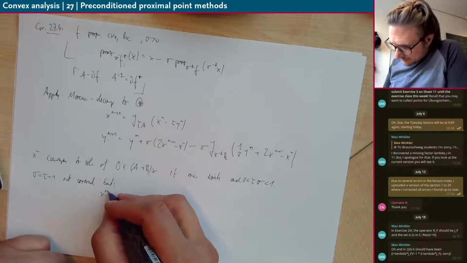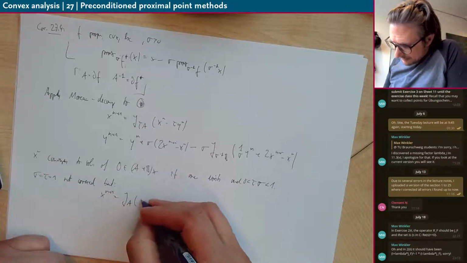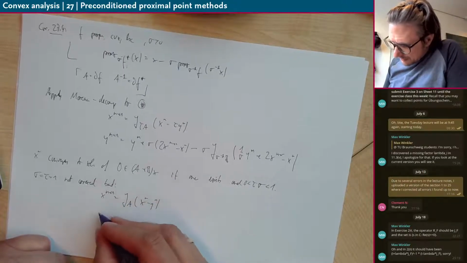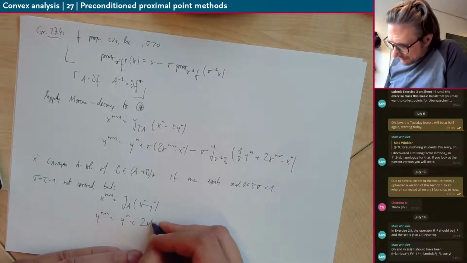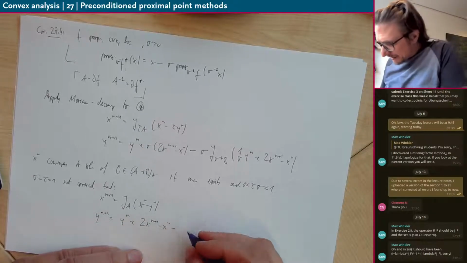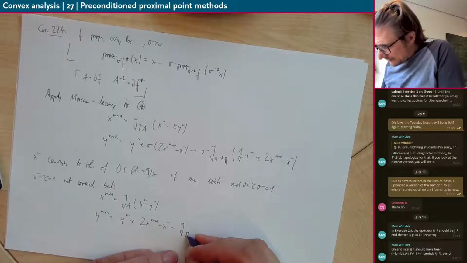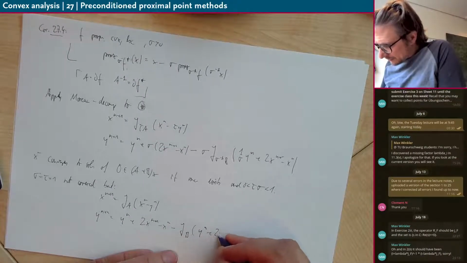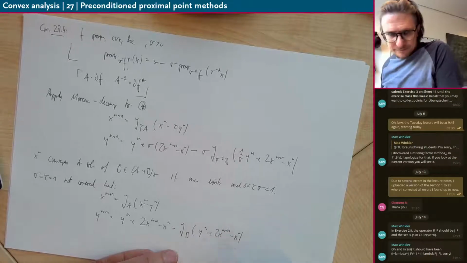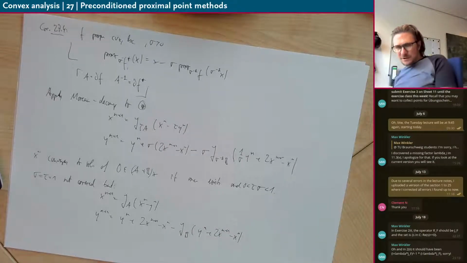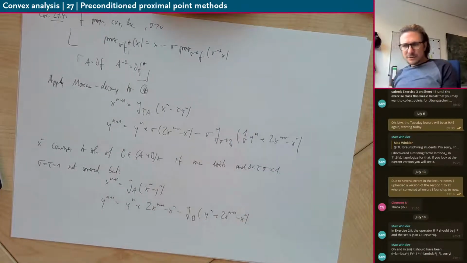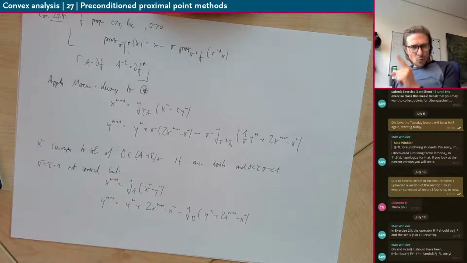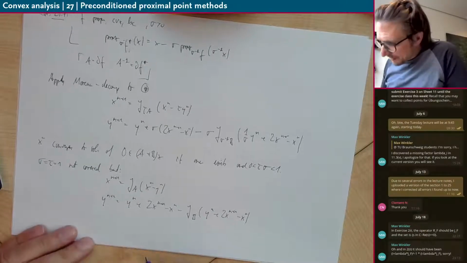Then you get x n plus 1 is the resolvent of A of x n minus y n, and y n plus 1 is equal to y n plus 2 times x n plus 1 minus x n, minus the resolvent of B of y n plus 2x n plus 1 minus x n. And what I want to show you here is that for this iteration you can get rid of one of the variables. You don't need both of them. Here it's kind of inevitable, you need both variables to move forward. Here you only need one.